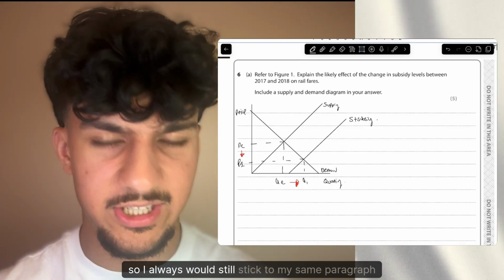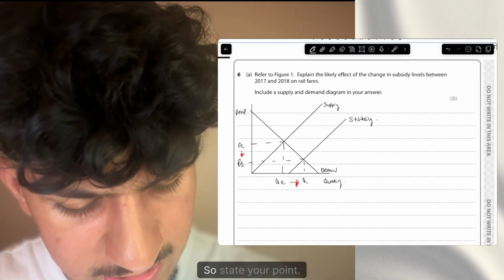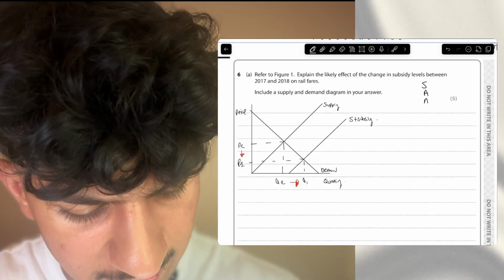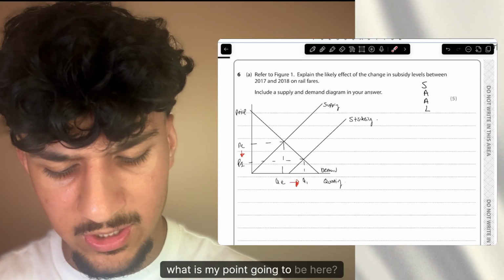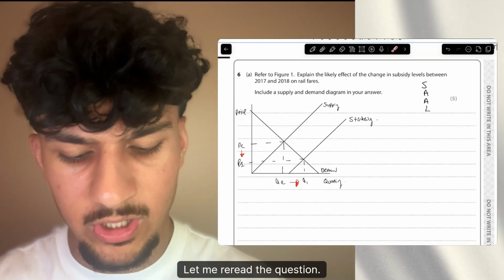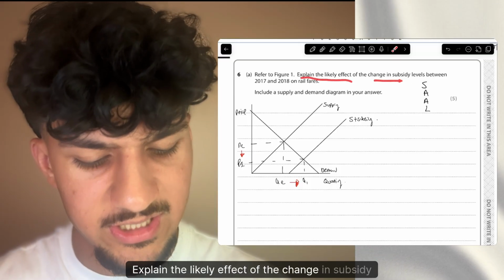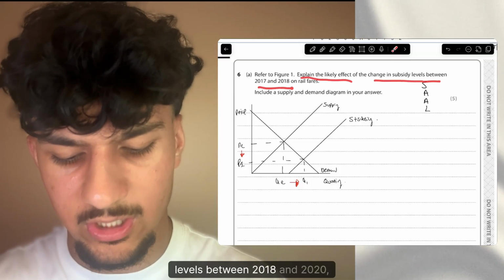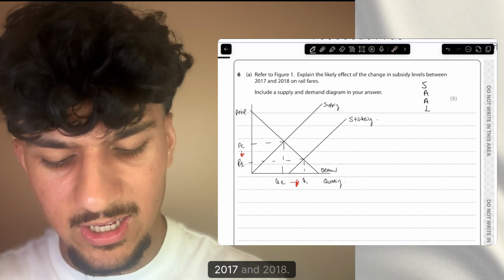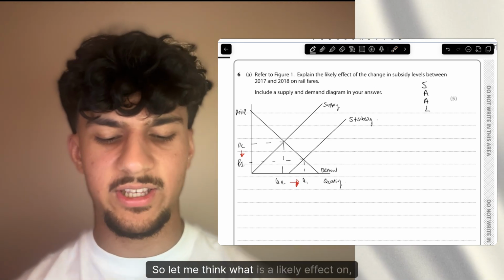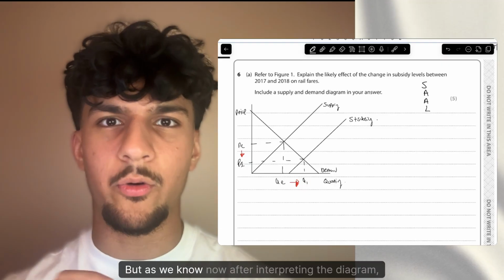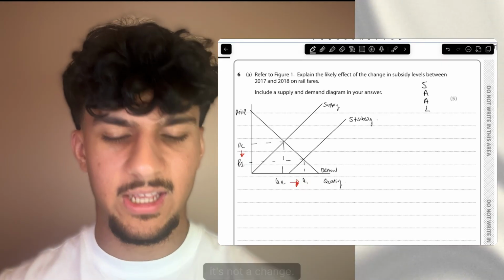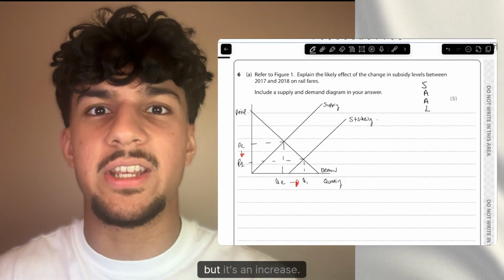So I always would still stick to my same paragraph structure: state your point, application, analysis, link back to question. So what is my point going to be here? Let me reread the question. Explain the likely effect of the change in subsidy levels between 2017 and 2018. So let me think. What is a likely effect of a change in the subsidy levels? But as we know now, after interpreting the diagram, it's not a change. Well, it is a change, but it's an increase.